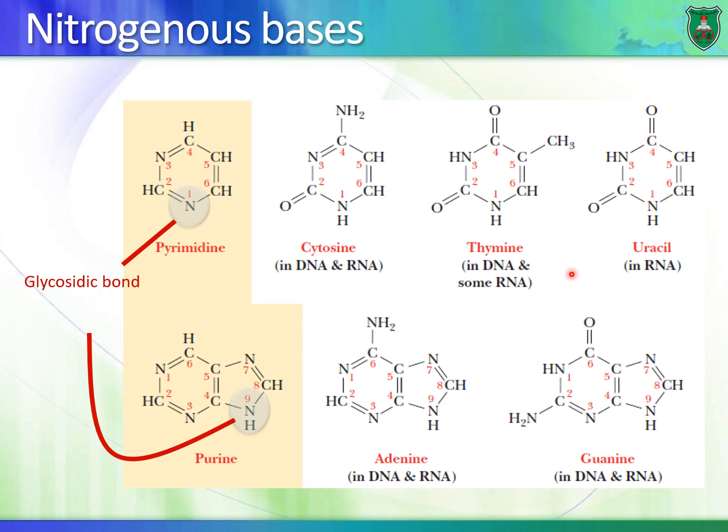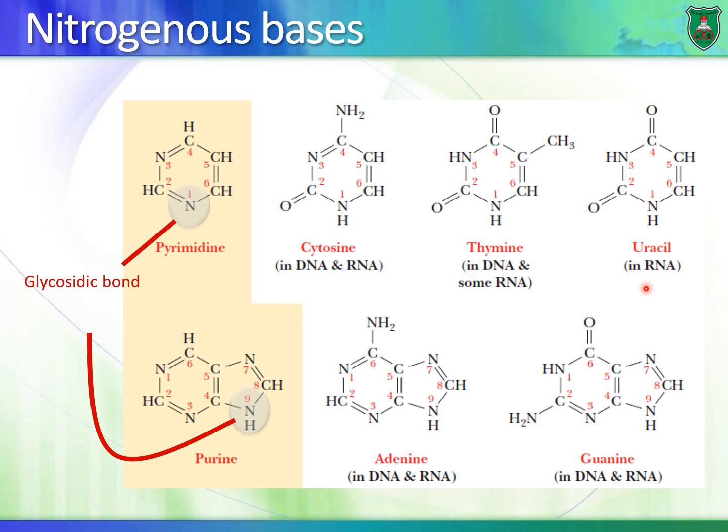Okay, now you will learn later on that cytosine exists in both DNA and RNA. Thymine exists in DNA, but not RNA, that's in humans. It exists in some RNA molecules in bacteria and so on, but we're mainly focusing on human cells. And uracil exists only in RNA molecules.